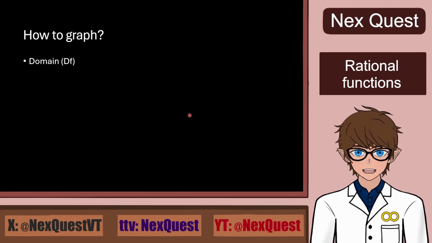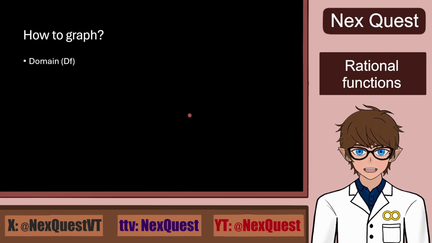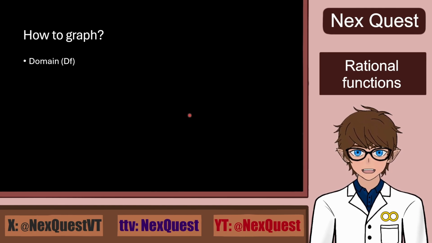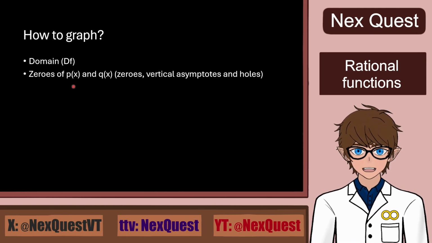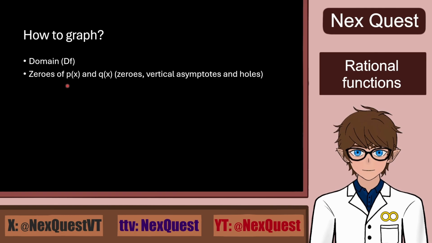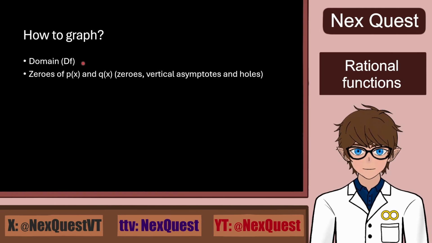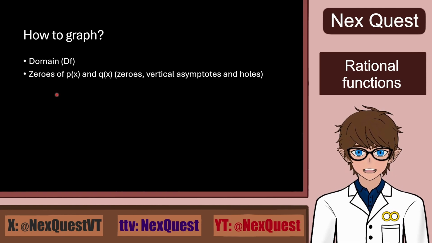So we take it as a separate equation, solve for zeros of the denominator polynomial, and those x values will remain empty. Then we check the zeros of each of the polynomials. So to find the graph zeros, we find the zeros of the p of x, so numerator. That's for our graph crossing the x-axis.